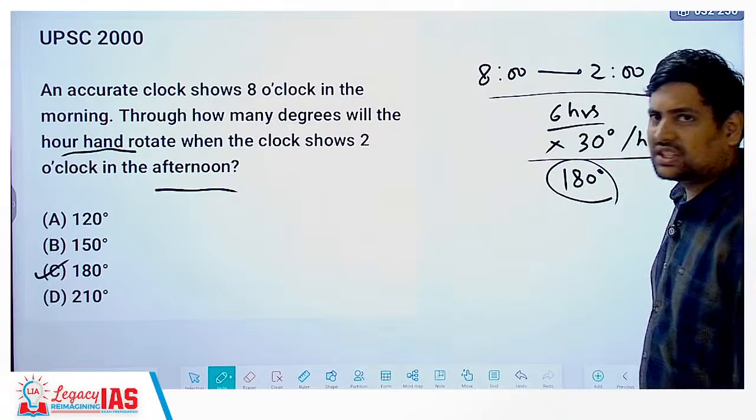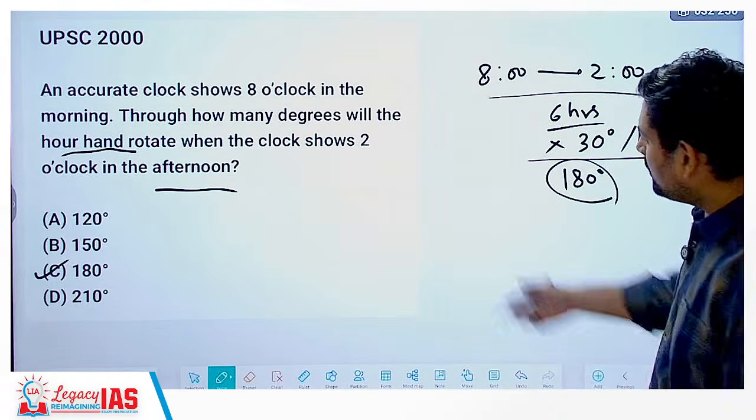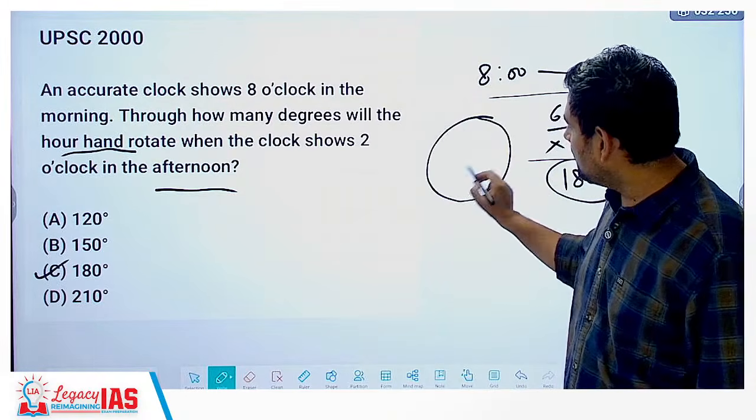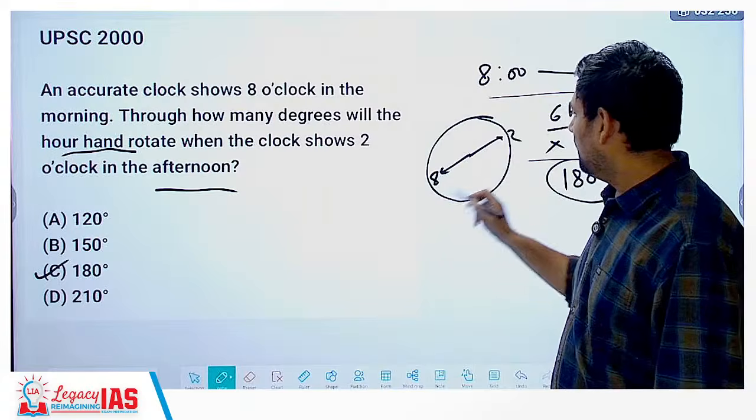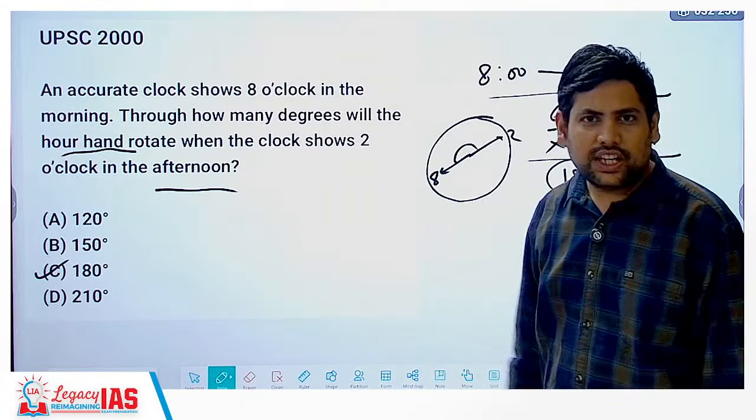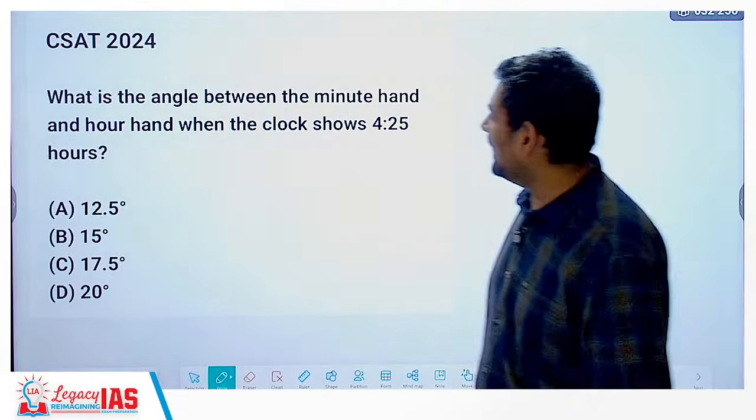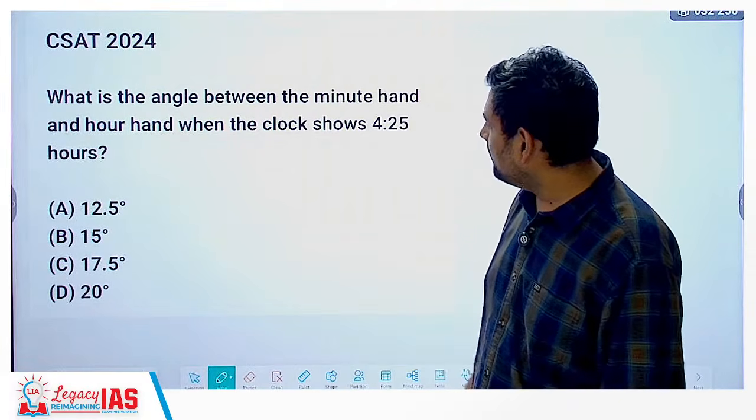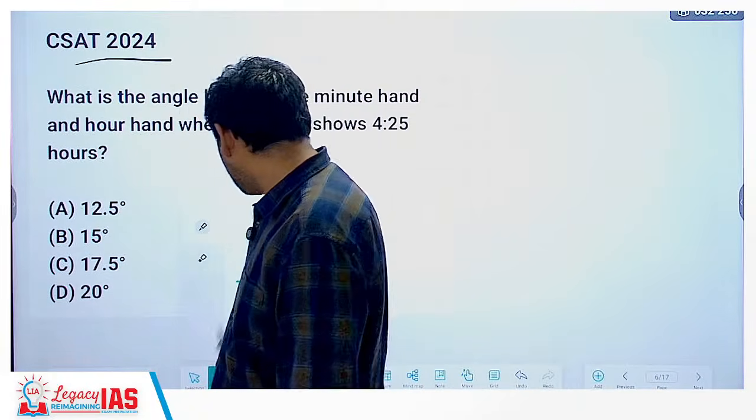Okay, now so this goes 180 degree. Understood? Also you can just observe it. If you see, this is 8 and this is 2. Very clearly this is 180 degrees. Then now what is the angle between minute hand and hour hand of a clock when it shows 4:25? This is from CSAT 2024.